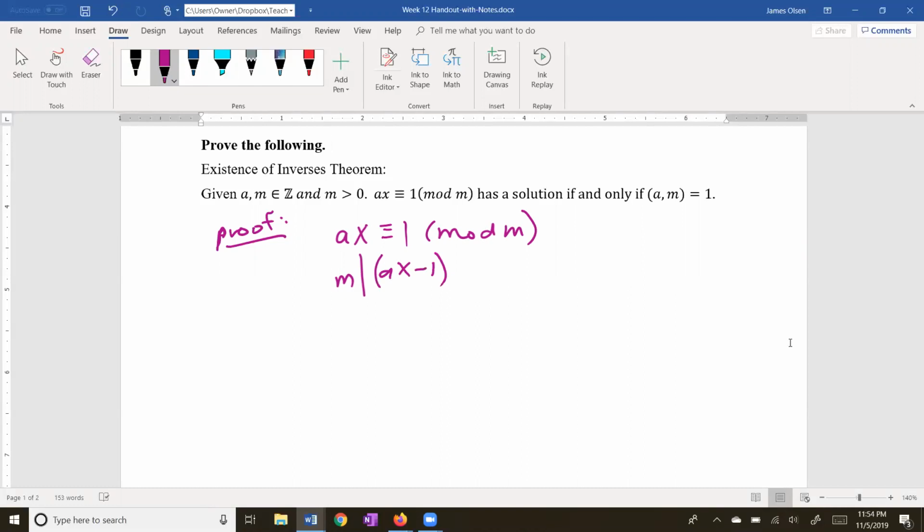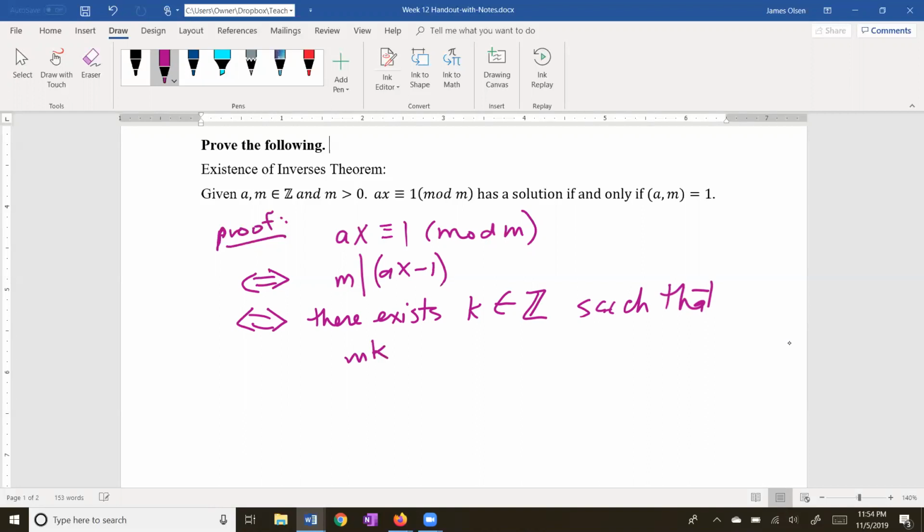Now, what does this mean? By definition of divides, if and only if there exists k in the integers such that mk is equal to ax minus 1. This is our definition of divides, which we've used throughout the course.